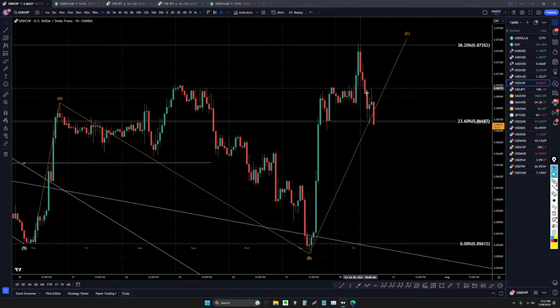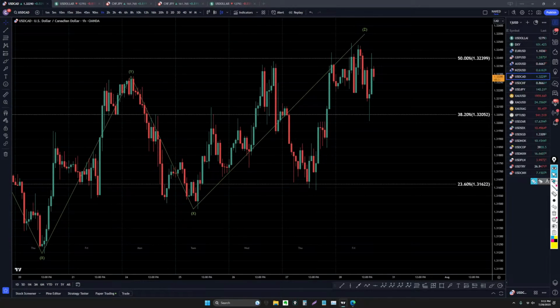The dollar Swiss, I'm kind of disappointed in myself for not going short on this one because this is the one that I've been stalking. I chose to go short on the dollar Canadian because of how clear it was that it was a correction on the higher time frames. But this one is definitely not moving like the other ones.